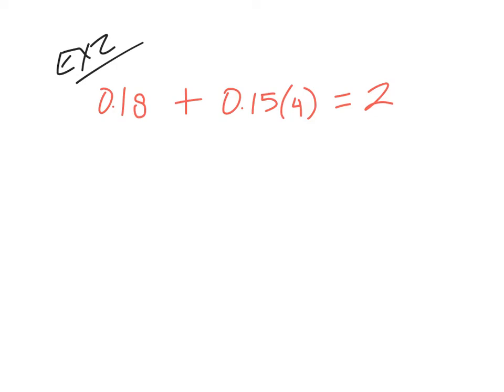Yeah, it's a funky looking variable because I wrote it weird, but my S's can look like 2's. All right, so now let's solve this. So I have 0.1 S plus, what is 0.15 times 4?